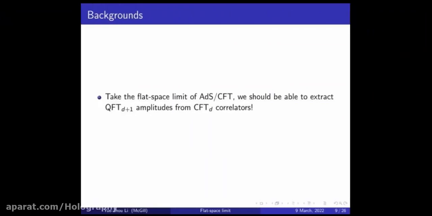And if we take the flat space limit of AdS/CFT, we should be able to extract the QFT amplitude from CFT correlators, because in AdS/CFT we have a correspondence between AdS amplitudes and CFT correlators. And if we take the flat space limit of AdS, we should be able to get the QFT amplitude from the AdS amplitude, and thus we can get a map between QFT amplitudes and CFT correlators. This is the basic idea.